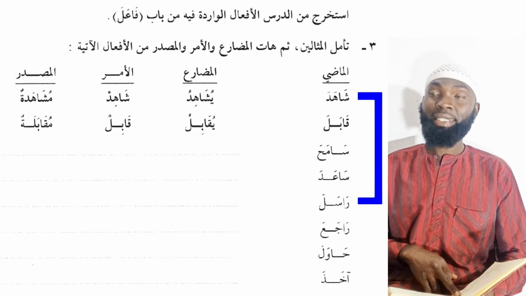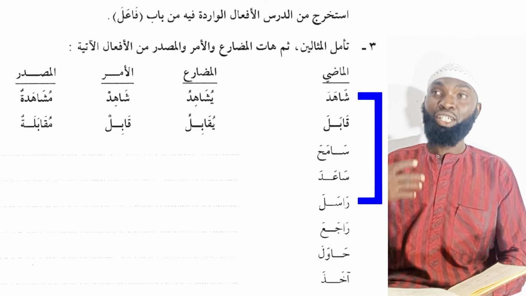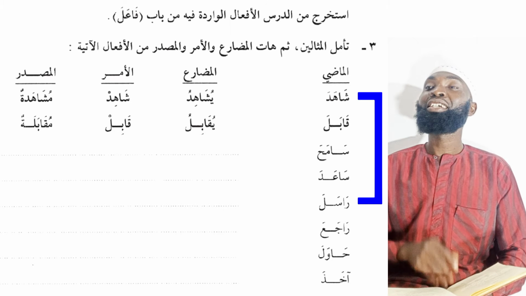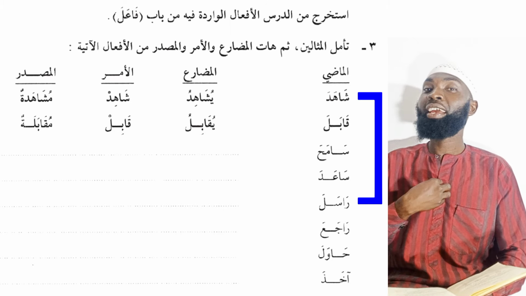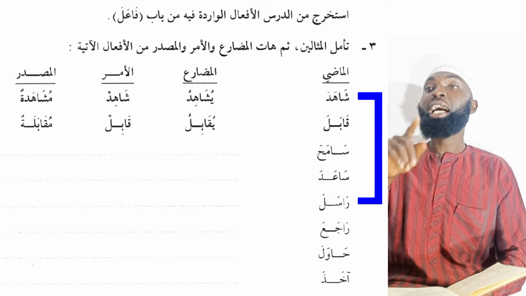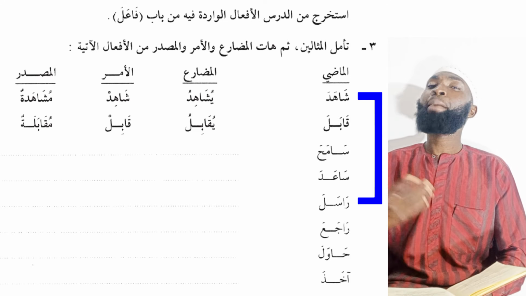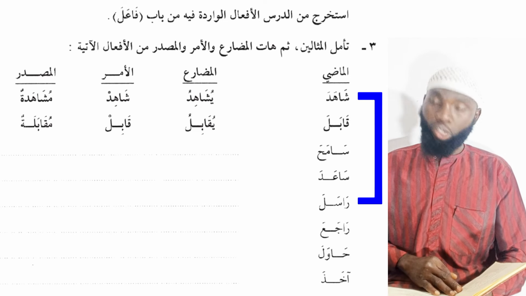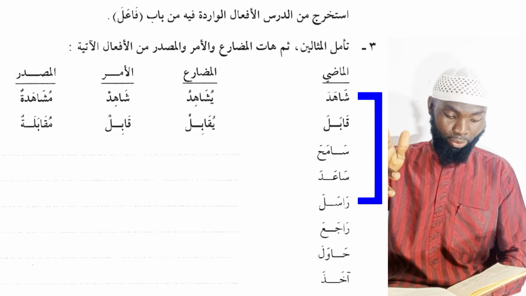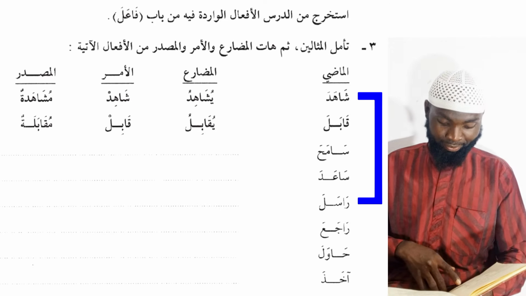Now we have the word samaha, we are also to form it. Samaha, he pardoned. Yusamihu, he's pardoning. Samih, pardon. That's why we say what? Samihni, pardon me. Samihu, pardon him. Samiha, pardon her. So we have musamaha, the act of pardoning. Rasala, yurasilu, rasil. Then murasalatun, the act of corresponding.